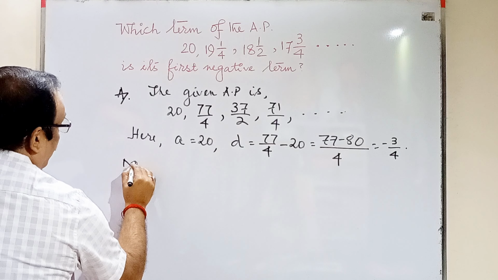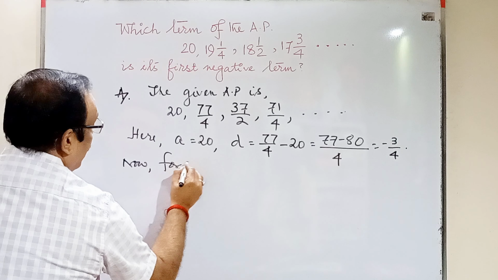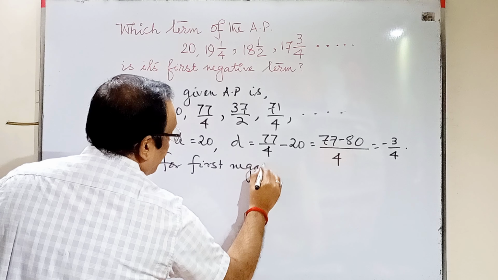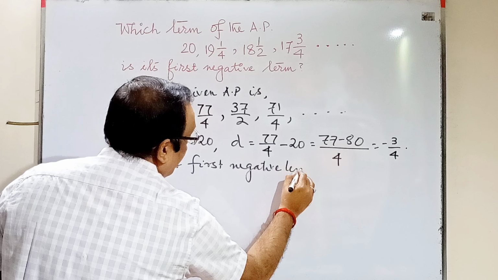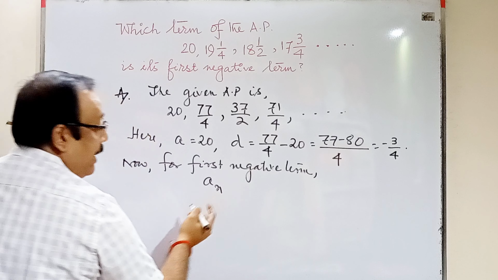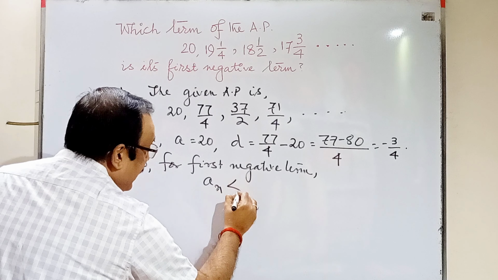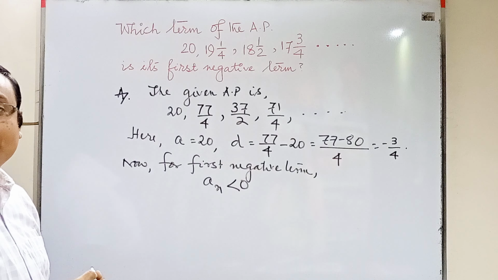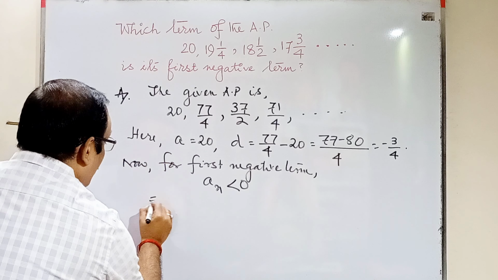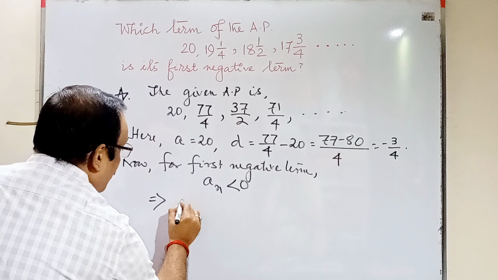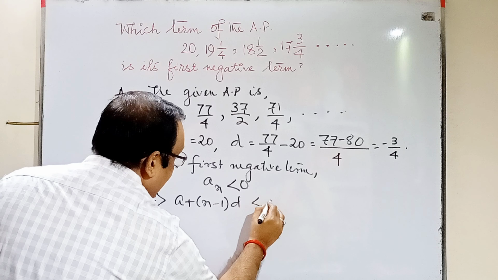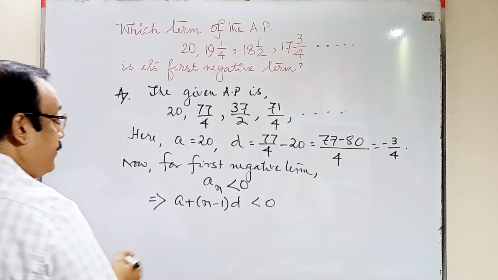Now, for the first negative term, we know the nth term should be less than 0, because less than 0 becomes minus, negative. So the nth term is less than 0. The formula is A plus (n minus 1) into D less than 0. I have to find out this n.